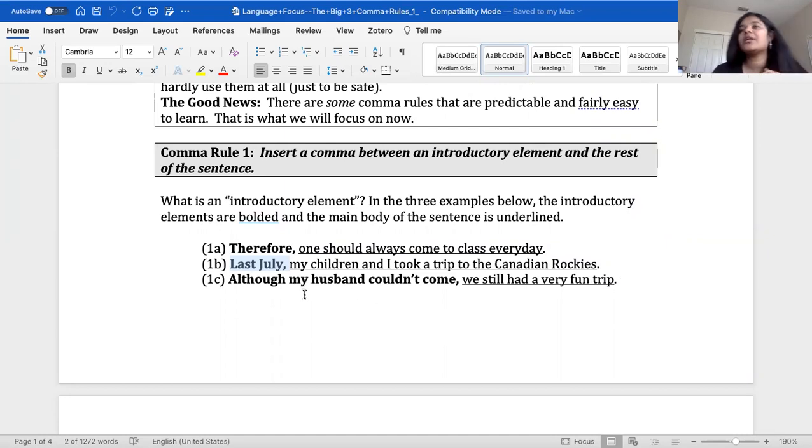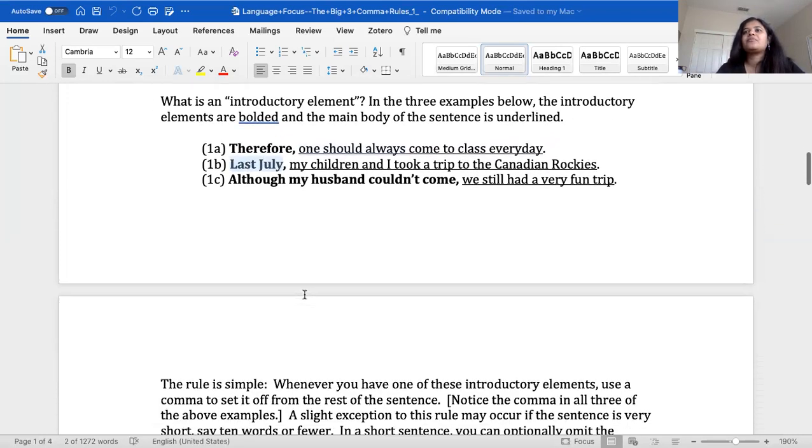Now, if you see over here, this part, one should always come to class every day. Simple sentence, right? It's an independent clause on its own. My children and I took a trip to the Canadian Rockies. Again, you can read that sentence and say, oh, it's a complete sentence. That is a good indicator that you have to insert a comma before it, right? Because there is an element that is hanging before it, okay?